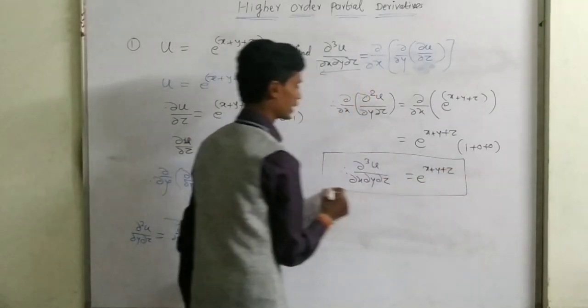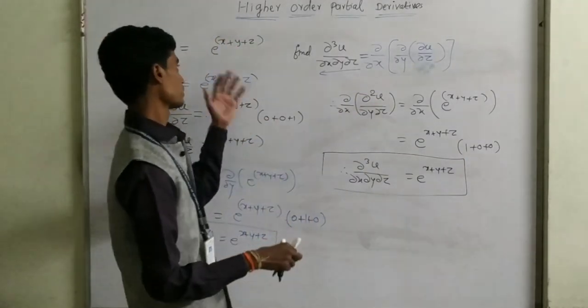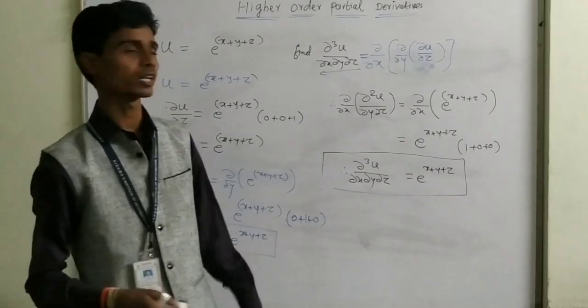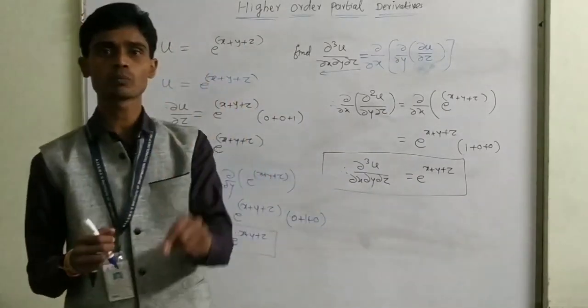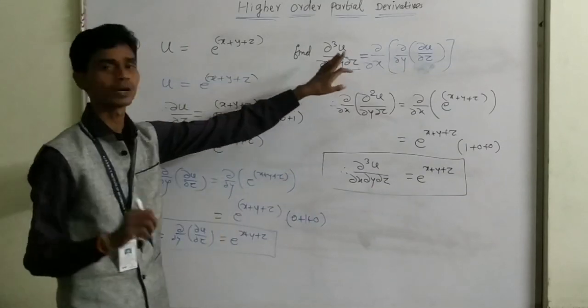This is our final answer. It is third order partial derivative. Because of time limit, I am just taking one simple example. Sometimes multiplication will come here, but the concept is important: how to find out the higher order partial derivative. This is the third order partial derivative.